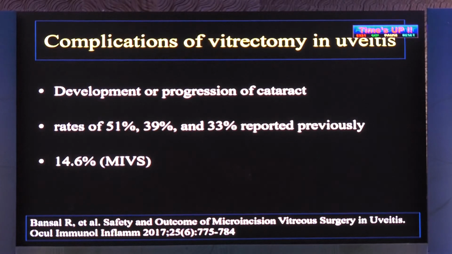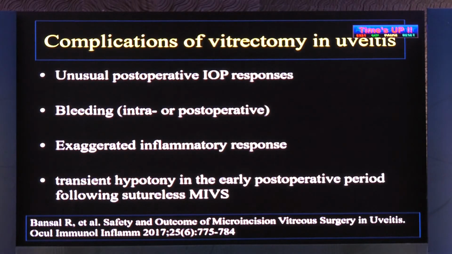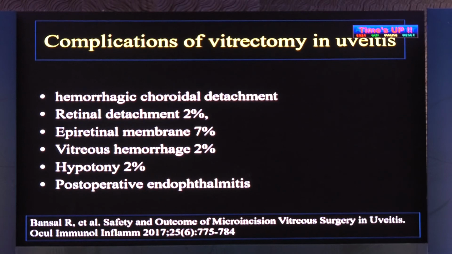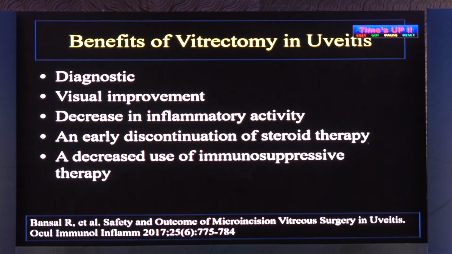So development of cataract and the other things are minimized by the microincision vitreous surgery. And then we can have unusual IOP responses post-op, and we can take care of that. And these are all certain hemorrhagic choroidal detachment, retinal detachment, vitreous hemorrhage, and some of the known complications.